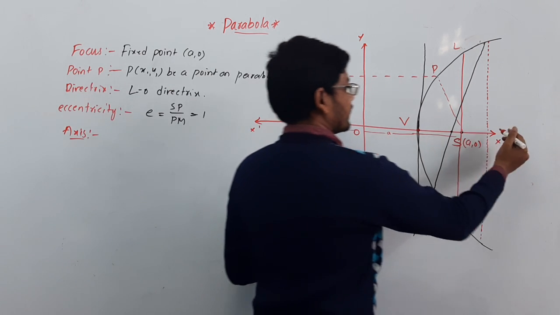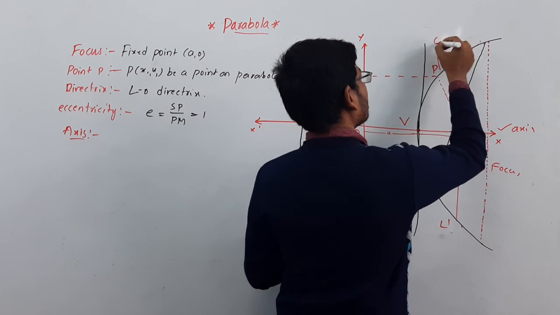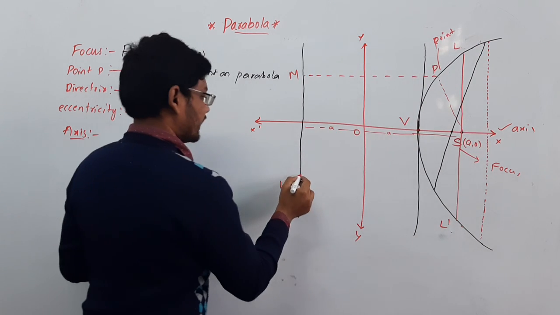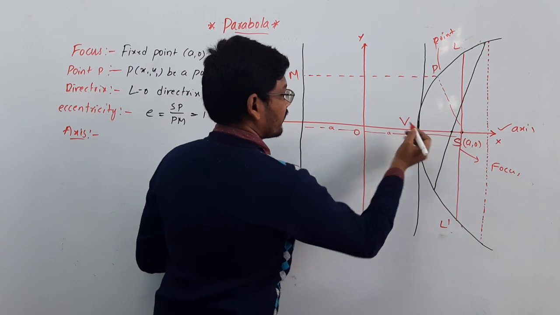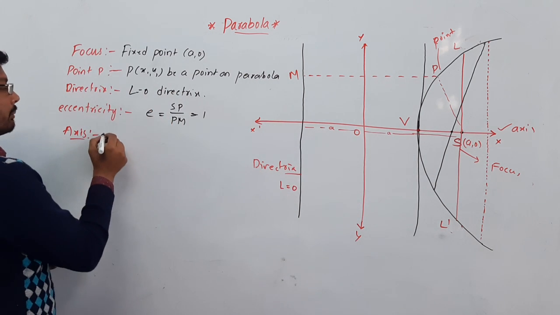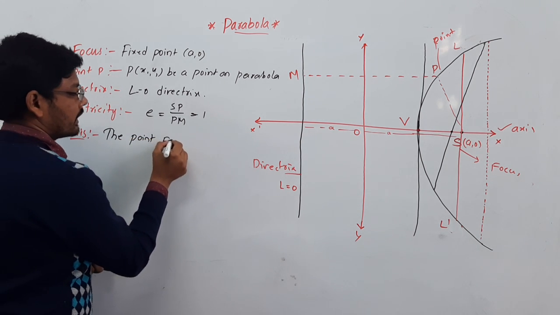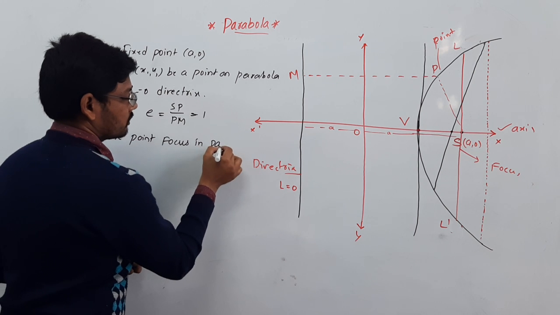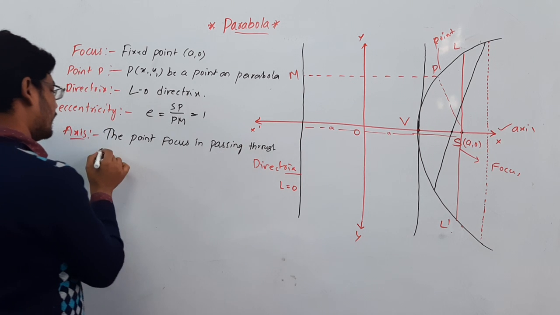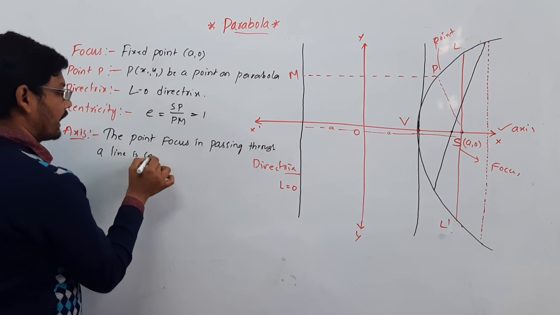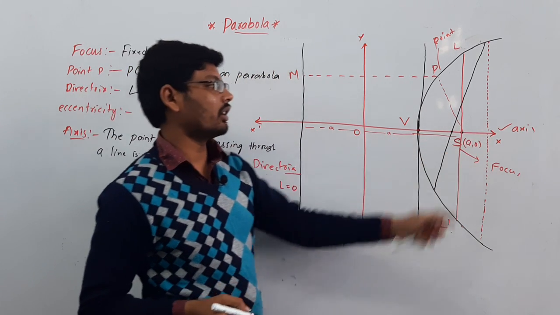This is called axis. This is called focus. This is called directrix. And now this is called axis. Axis is nothing but the line through which the focus is passing. Here the focus is passing through this line, so this is called axis here.